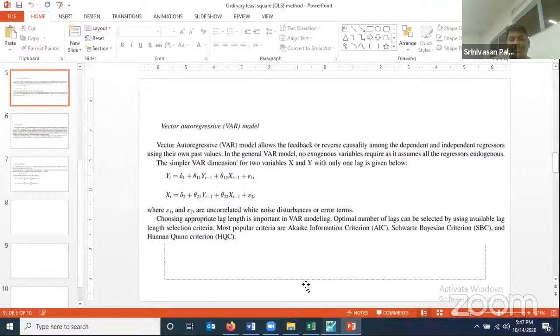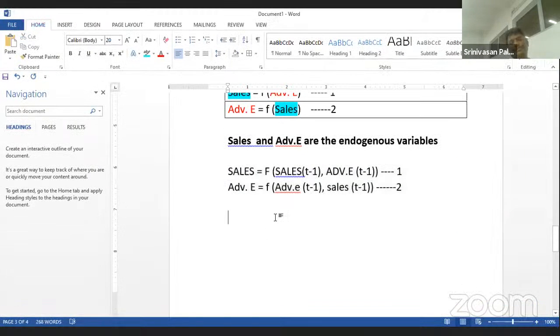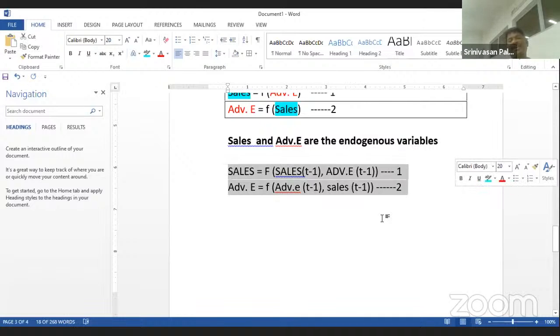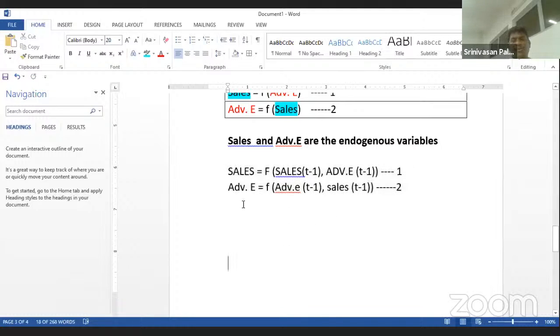Let me just show you, one minute. Share screen. This is what I told you, the functional form, the functional specification. Now, what do you have to do? What is the first step to apply causality? To apply the unit roots.